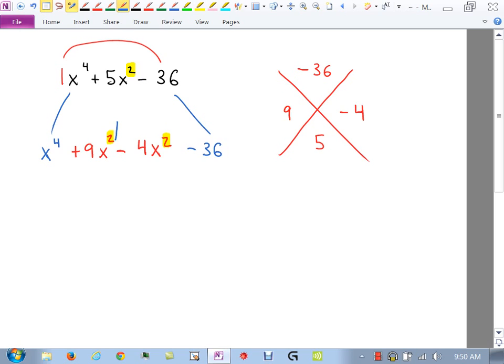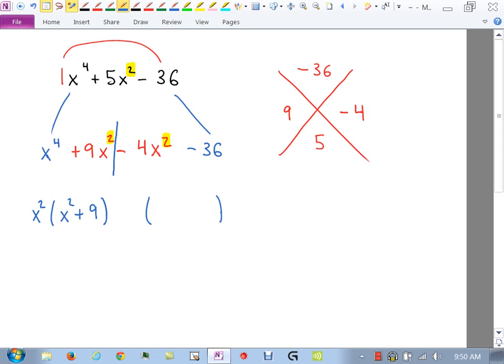Okay, I'm going to split this because I have 4 terms. What can I pull out of the first 2? An x squared, right? I'm left with x squared plus 9. Just 9. Now think about this. If we distribute this through, x squared times x squared gives us x to the 4th. X squared times 9 just gives us 9x squared. If you had a 9x there, it would have given you an x cubed, right? Got it?